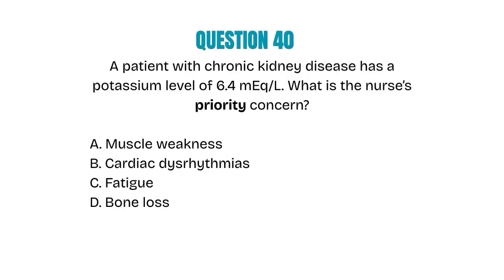Question 40. A patient with chronic kidney disease has a potassium level of 6.4 mEq per liter. What is the nurse's priority concern? A. Muscle weakness. B. Cardiac dysrhythmias. C. Fatigue. D. Bone loss.